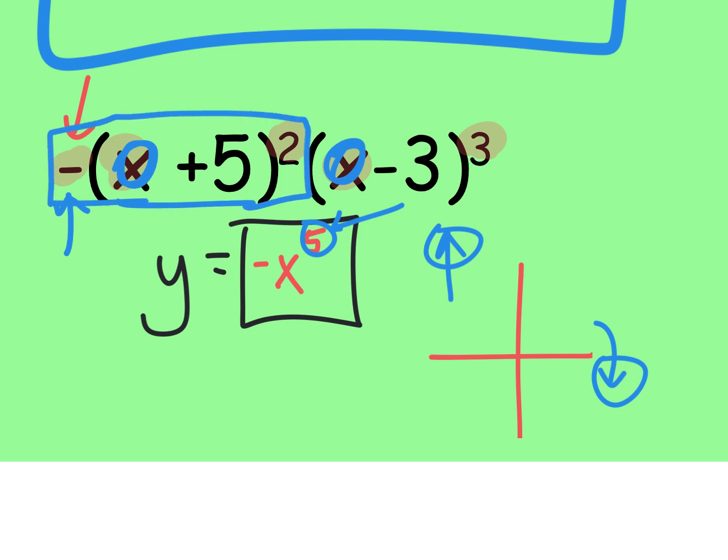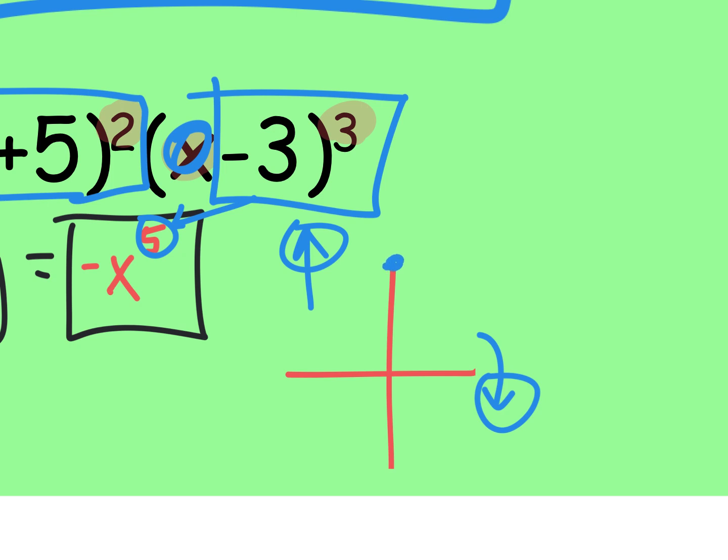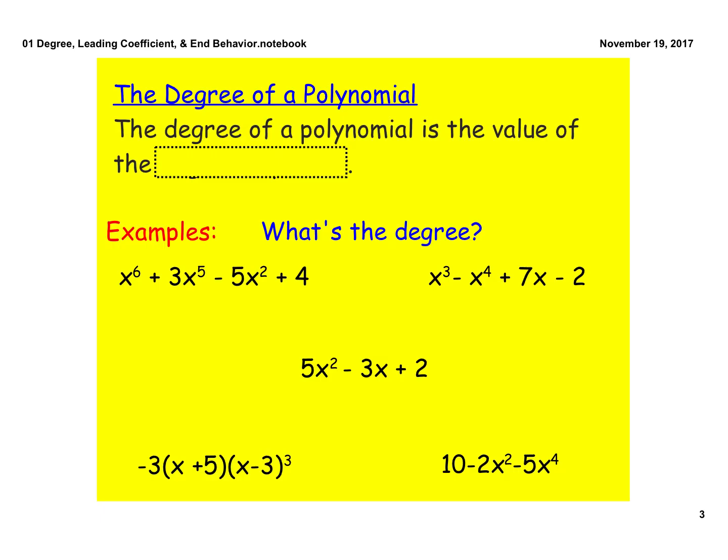Negative 25 times negative, because there's 3 negatives, 27. And I have no idea what negative 25 times negative 27 is, but I do know it's positive because they're both negatives. So it'd be positive some huge number. So it'd have to go through something like that. So if I was going to make a sketch, I'd go something like that. But for today, we wouldn't require you to even know that. I'm just telling you ahead of time. The y-intercept is where x is 0. All right, let's move on.